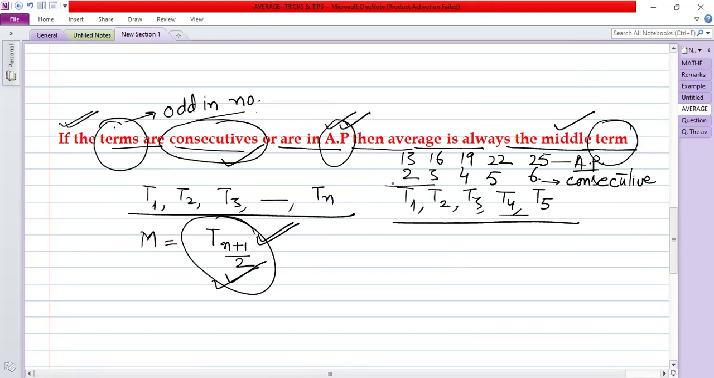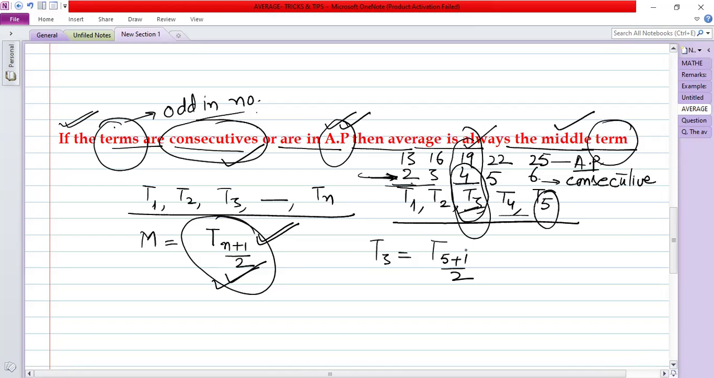If these terms are consecutive, then what will be the average? The average will be this term, T3. Whether they are consecutive or in AP, it is this term. How have I calculated this T3? It is nothing but (5 plus 1) by 2, because here n is 5. So in this case, 4 will be the average of these five numbers, 2, 3, 4, 5, 6, and 19 will be the average of the other set.